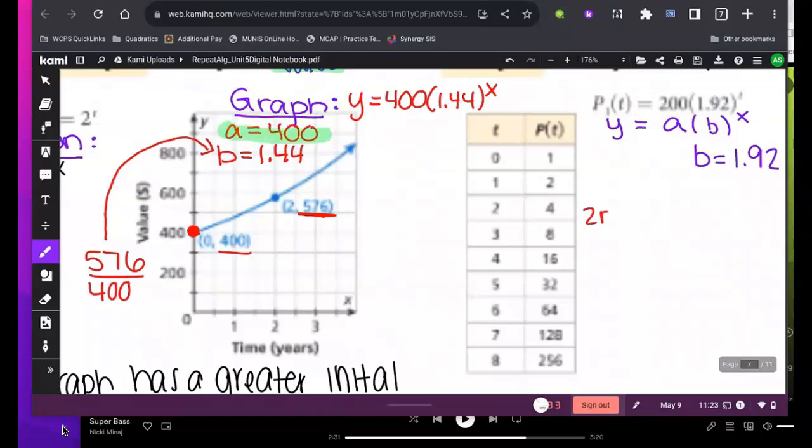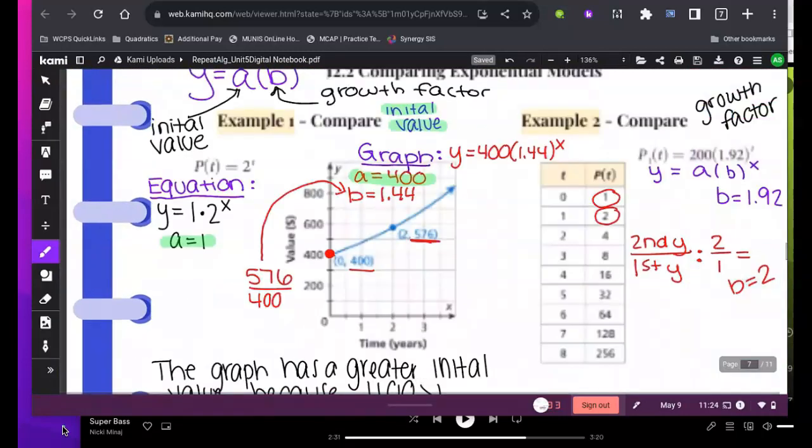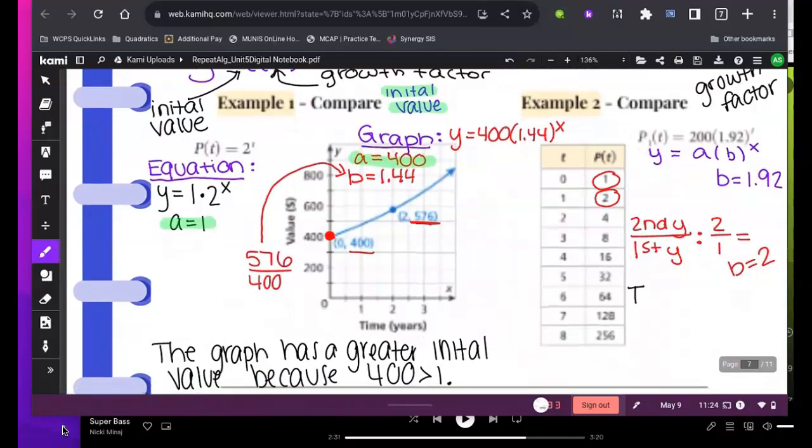So we have to take our second y value and divide it by our first y value. Our second y value is 2, our first y value is 1. So I'm going to do 2 divided by 1, which is equal to 2. So b is equal to 2 for the table. So which one has a greater growth factor, the table or the equation? Which one's bigger, 2 or 1.92? The 2 is bigger. So the table this time has a greater growth factor.